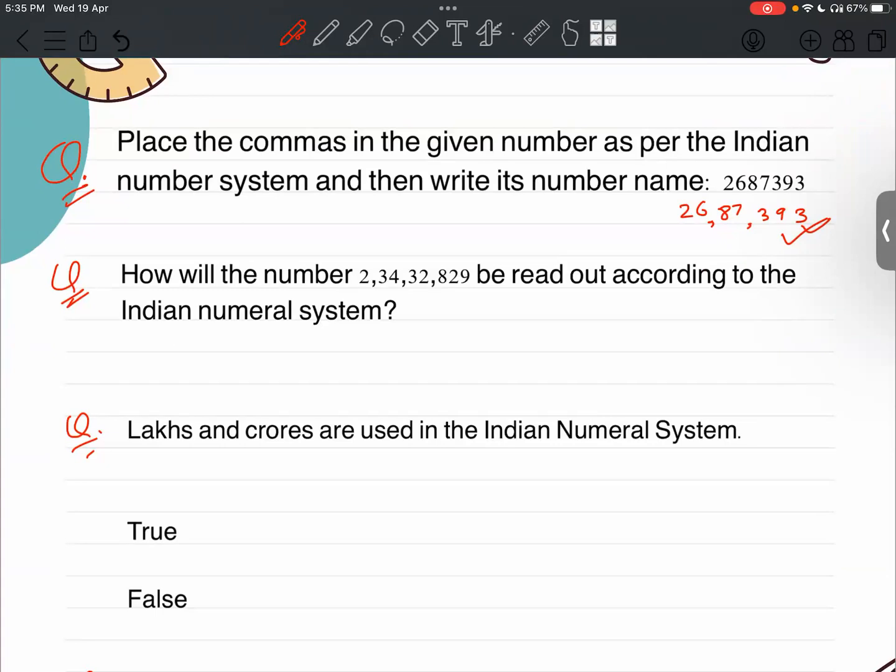How will the number 2 crore 34 lakh 32,829 be read out according to the international numeral system? I just told it. Exactly. Just pronounce its name. Okay. Very good. This one is also correct.